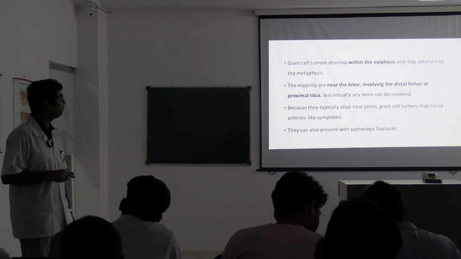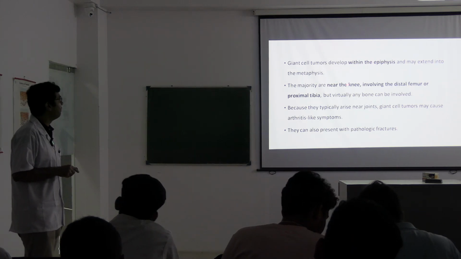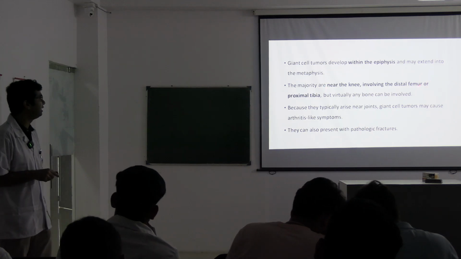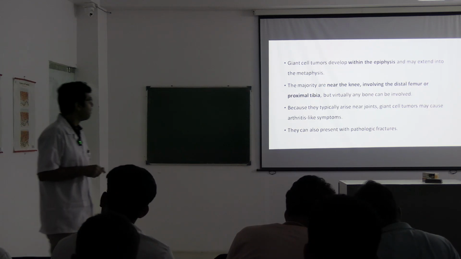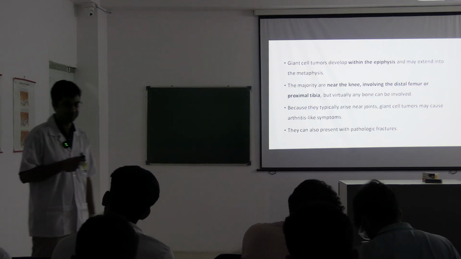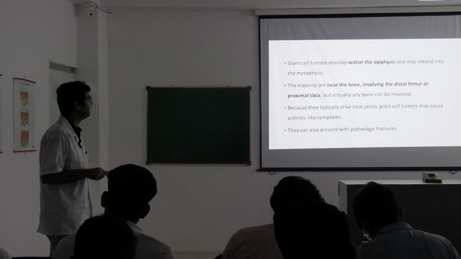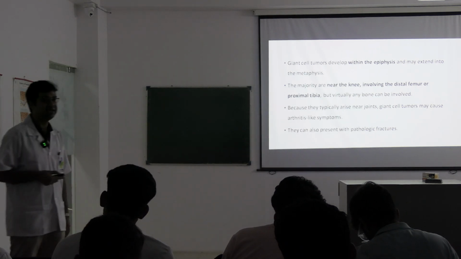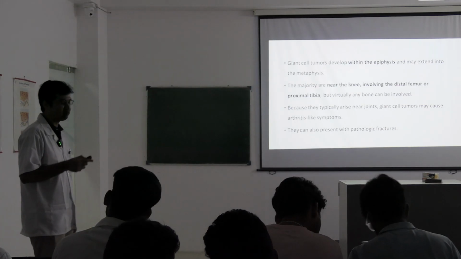Giant cell tumor develops within the epiphysis and may extend into the metaphysis, the majority near the knee involving the distal femur or proximal tibia. But virtually any bone can be involved. Because they typically arise near joints, giant cell tumor may cause arthritis-like symptoms. They can also present with pathologic fractures.